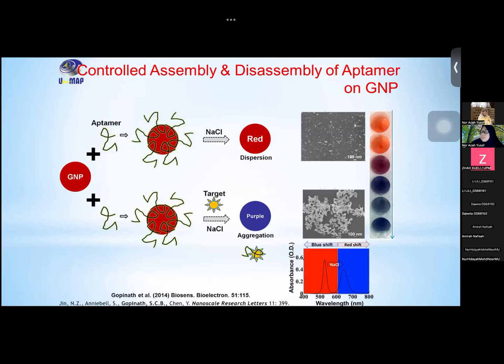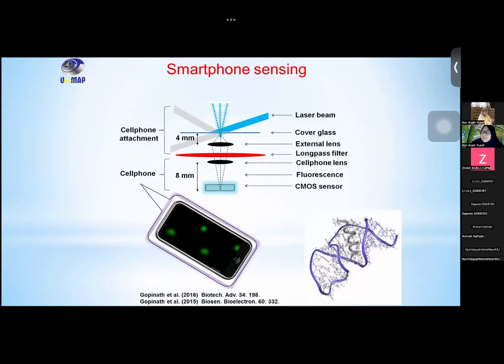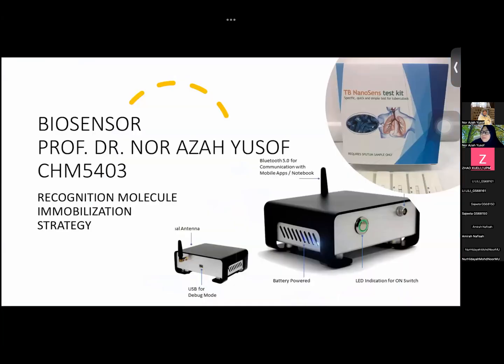Okay, so this is another aptasensor. I'm not going to discuss the principle here. It's quite similar. So any question before we move on to the next topic? Can you differentiate between all these three: the DNA biosensor, immunosensor, and aptamer sensor? Any question?